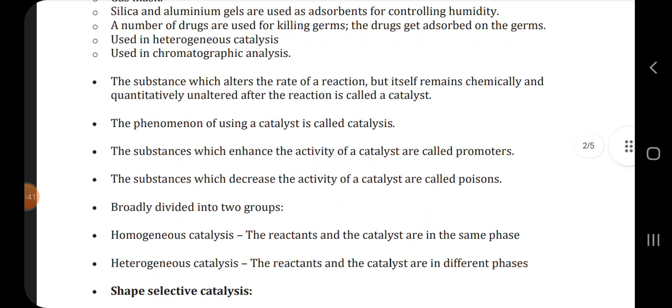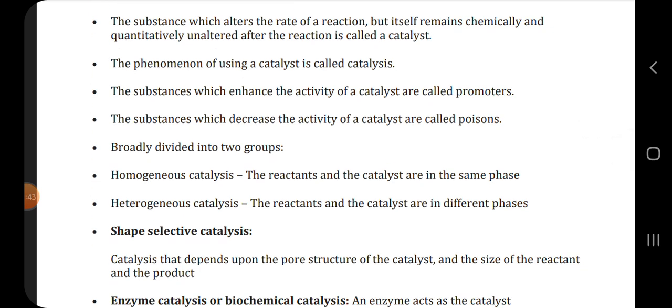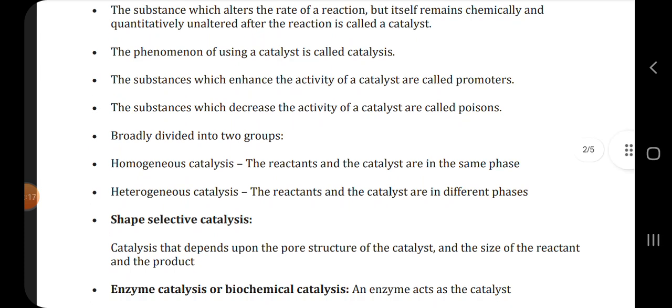The substance which alters the rate of a reaction but itself remains chemically and quantitatively unaltered after the reaction is called a catalyst. The phenomenon is called catalysis, and the substances which enhance the activity of a catalyst are called promoters. The substances which decrease the activity of a catalyst are called poisons. Catalysis is broadly divided into two groups: homogeneous catalysis and heterogeneous catalysis. In homogeneous catalysis, the reactants and the catalyst are in the same phase, and in heterogeneous catalysis, the reactants and the catalyst are in different phases.